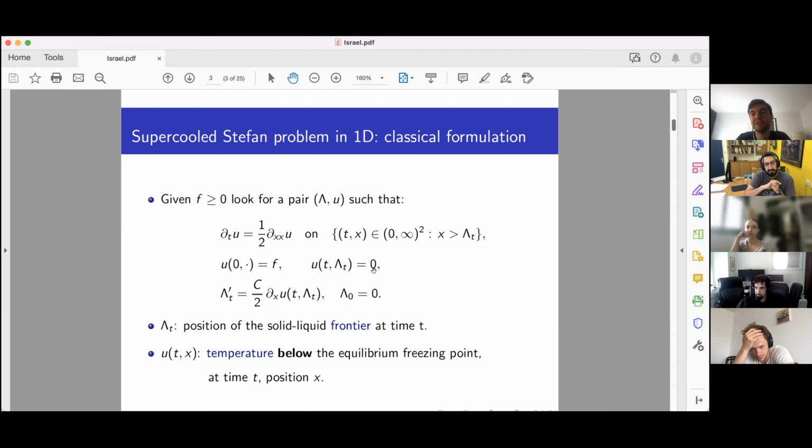And we have a boundary condition, which is the most classical one, which says that exactly at the boundary between water and ice, you are precisely at the equilibrium freezing temperature of 0. That's not completely realistic, and I'll comment on that later, but most classically, you would make this assumption. And then the third line of equations is the most intriguing one.